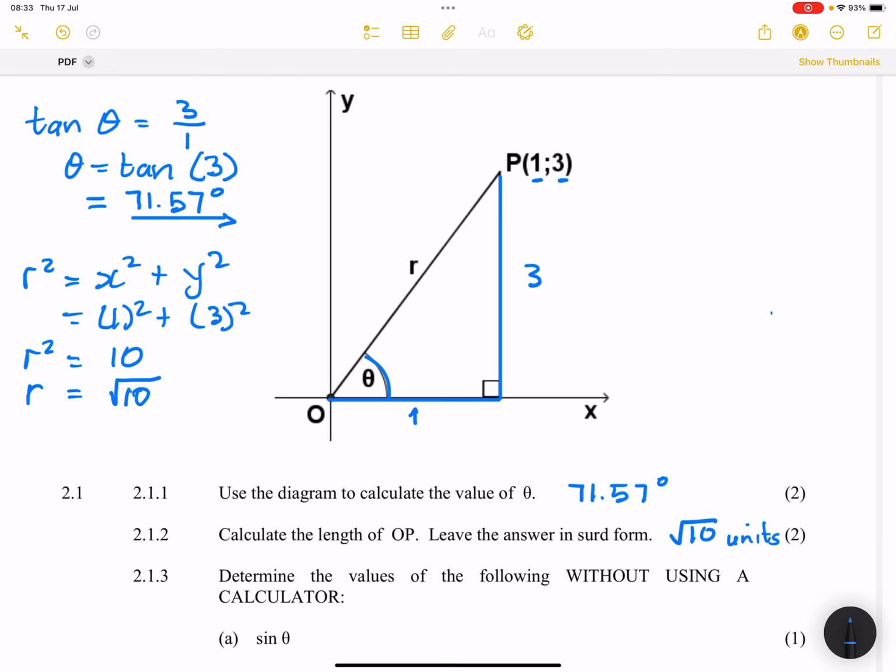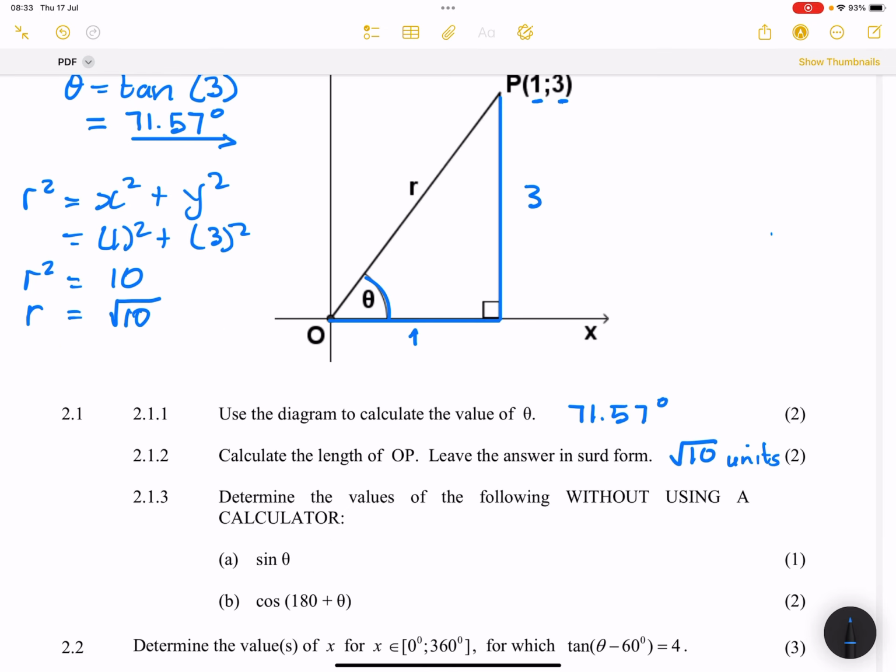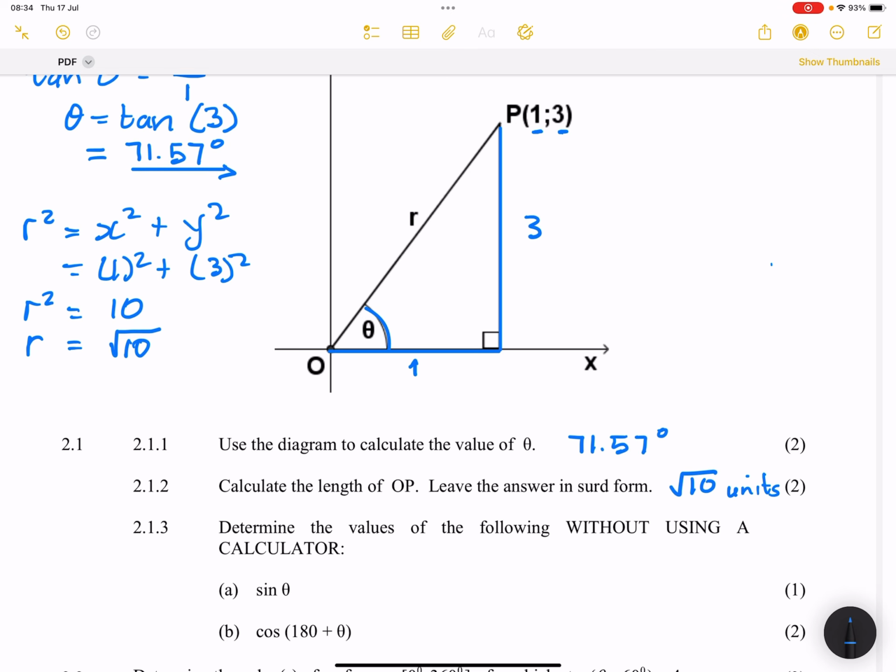All right, and then now they say determine the value of the following without using a calculator. They want us to evaluate sine of theta. So remember, what is sine theta in this case? Sine is y, or you can say opposite over hypotenuse, that's y over r. And so that will be 3 divided by the square root of 10.